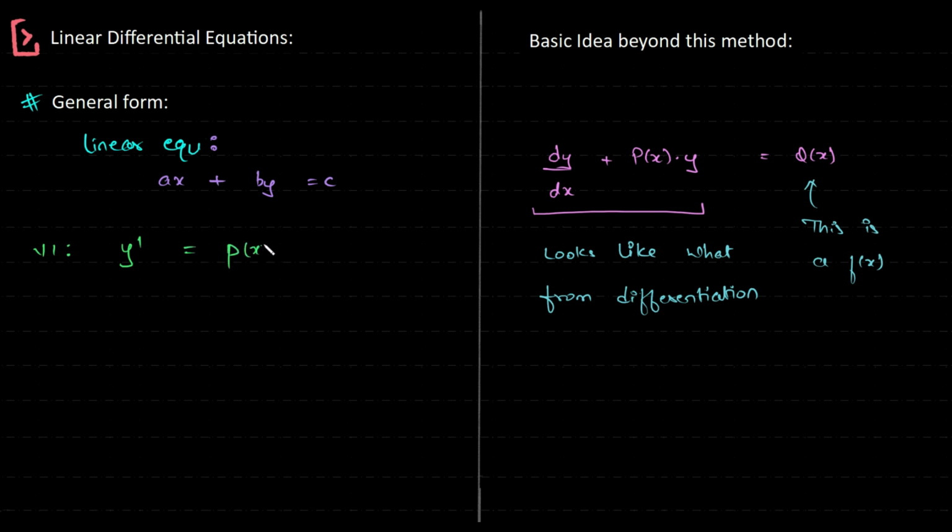P of x into y plus q of x. Or we have one more version, y prime plus p of x into y is equal to q of x. Generally we end up writing it in this manner. Now, what is the basic idea behind this method? When I say this method, actually this heading is incomplete.